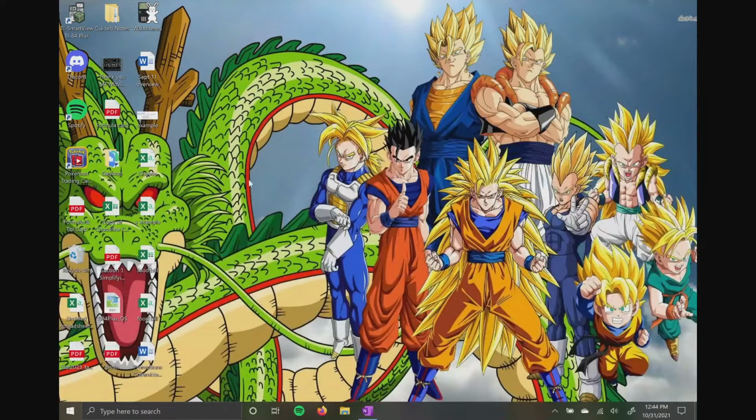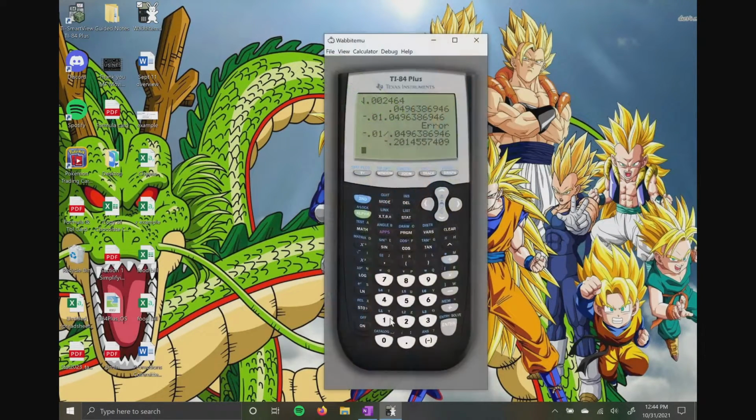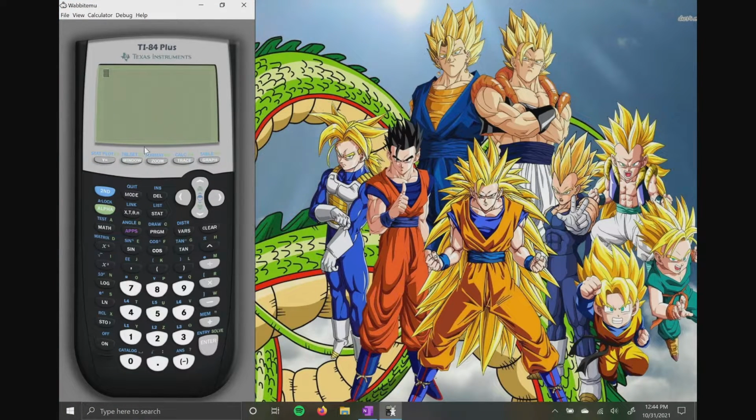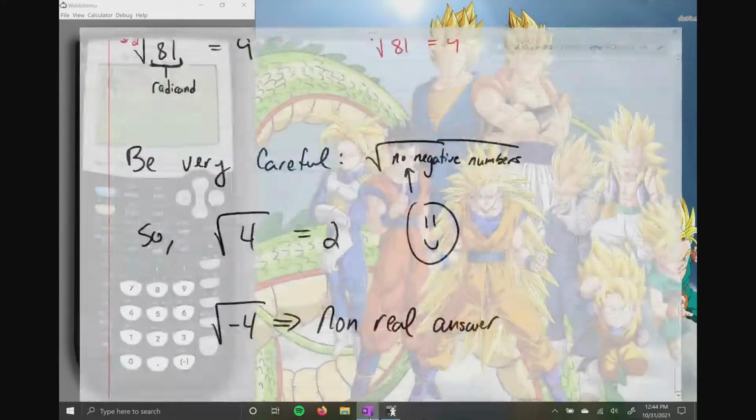So let me find my calculator. Here it is. I'm going to try to maximize this as much as I can. So if you look at the calculator, I can do the square root of 4. And like I said, on the calculator it says number 2. And that's fantastic. However, if I do the square root of negative 4, watch what the calculator says. Watch what it says. Error, non-real answer. Okay? So if you're asking yourself, what does that mean? Well, here's what it means.